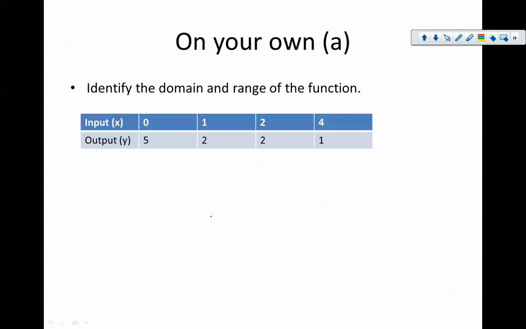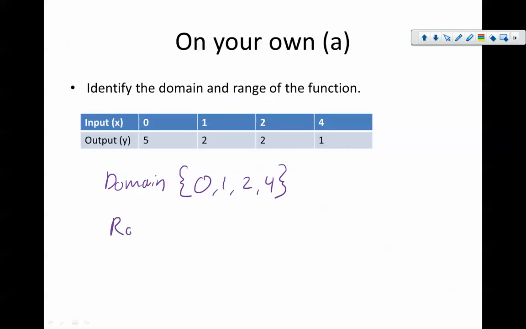So this was the problem that you had to do from your notes, and you'll notice that this one doesn't have any context. It's just an input-output. We're not talking about gasoline or anything here. So we need to list off the domain. The domain is all of the inputs, usually x, so I put my bracket 0, 1, 2, 4. That is my domain.